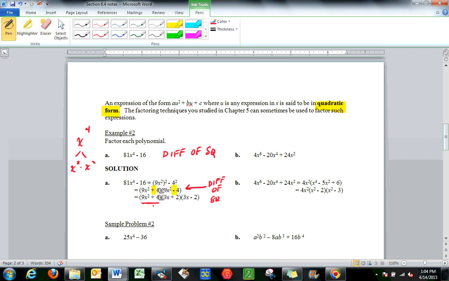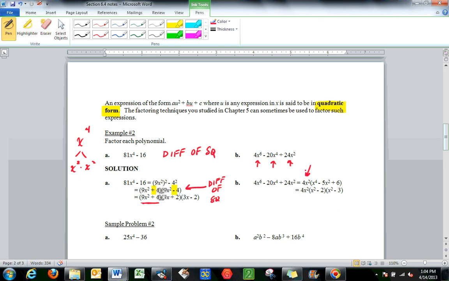Now if we look at part B, we are dealing with a degree of 6. When we're factoring, remember, the first thing we should look for are common monomials that can be factored out. In this case, you can factor out not only an x squared, but also a 4. Now, the second part, x fourth minus 5x squared plus 6, is not necessarily a perfect square on either side, but it is factorable just like a quadratic expression is.